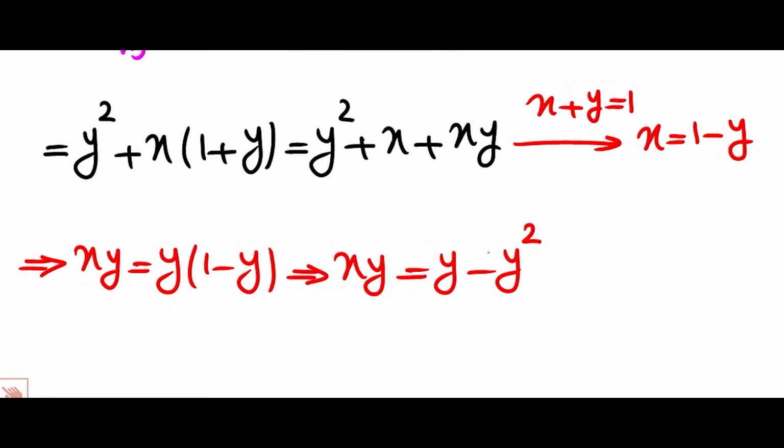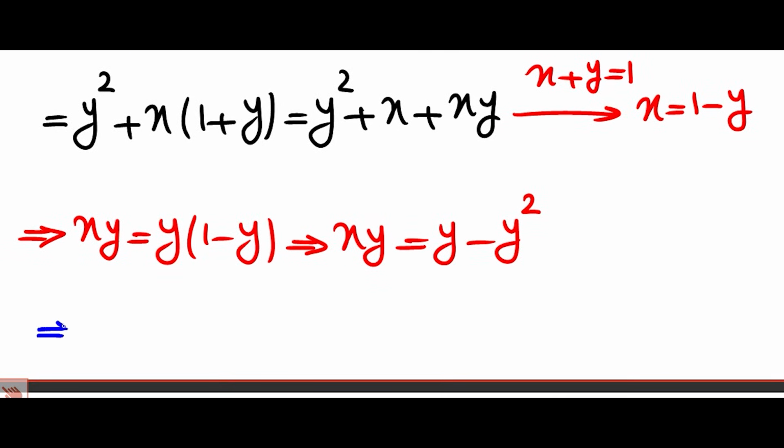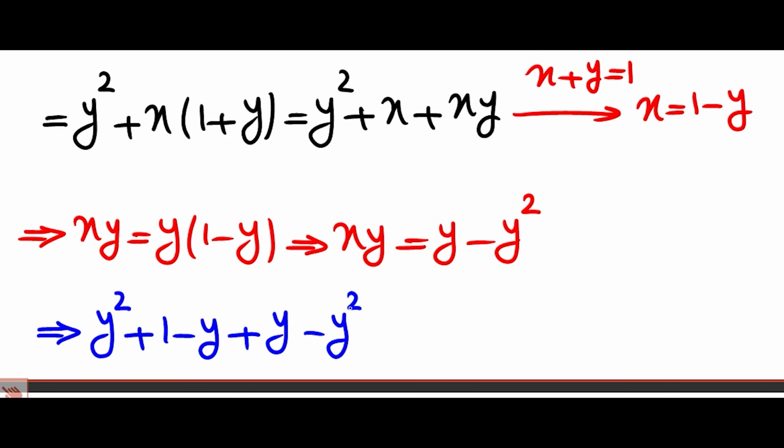So we have y squared plus x, which is 1 minus y, plus xy, which is y minus y squared, right? So y squared and negative y and positive y cancel each other out. The final answer is 1. This is a good problem.